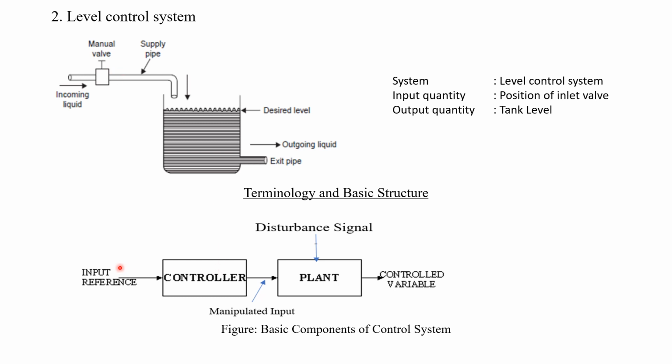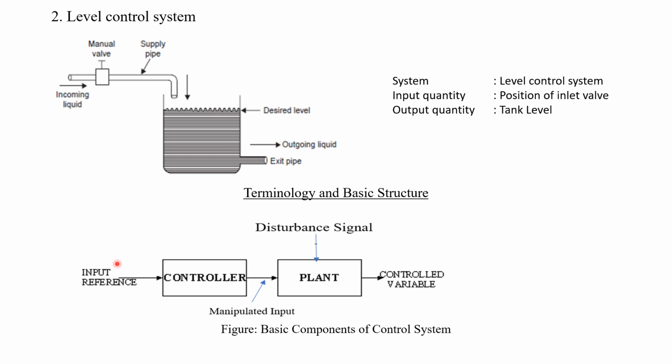Then the input reference, or the reference input signal. This reference input is different from the actual input of the control system. In the last slide we saw that a control system has an input as well as an output. That input is this manipulated input, which directly acts on the plant. So this reference input is different from the manipulated input.